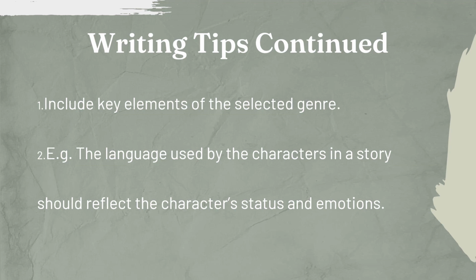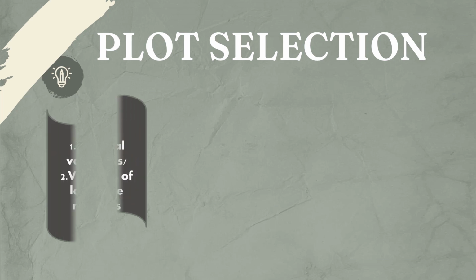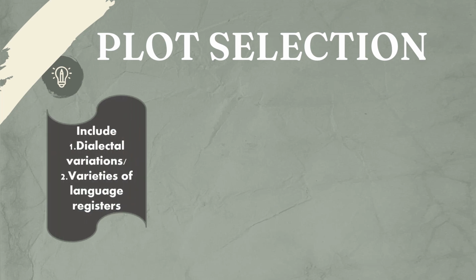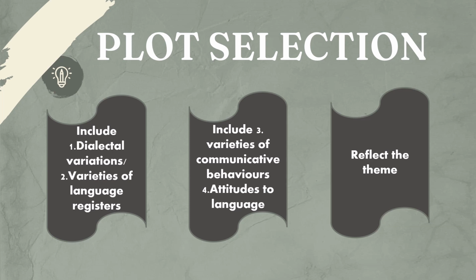Understand what type of language your characters are going to use in this story, and this language must reflect the character's status and their emotions. Plot selection is going to be critical, and your plot needs to be able to facilitate certain elements being included in your creative piece. You're going to need to embrace variations and varieties of the language registers, embrace variations and varieties of communicative behaviors, and reflect the theme.